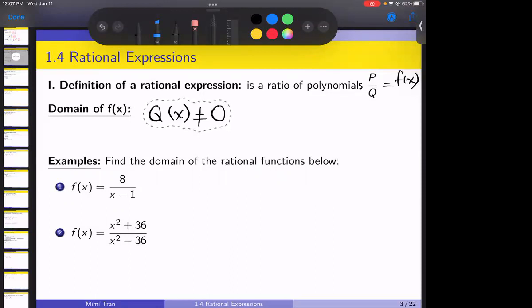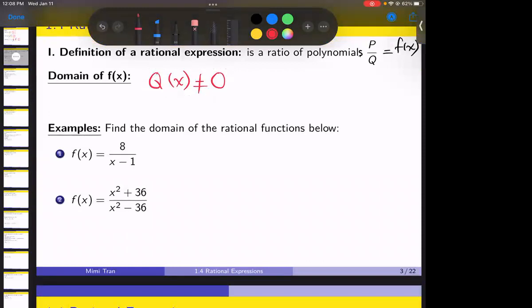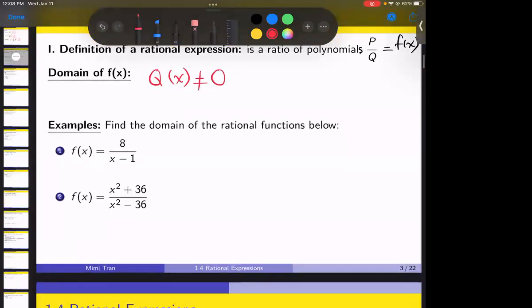I'm kind of lazy, I put p over q. If you want to write it correctly, you can write p of x divided by q of x. I want you guys to find the domain of the examples below. What's the domain of the first one?